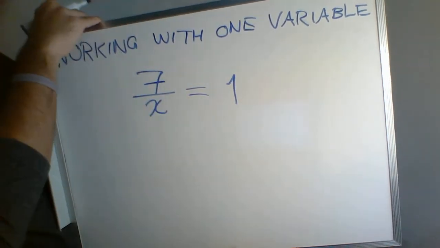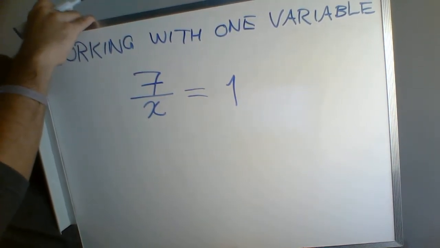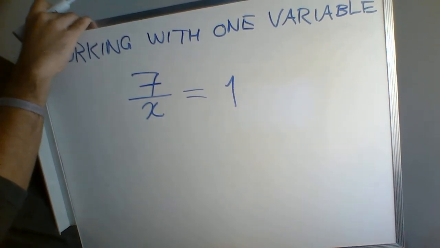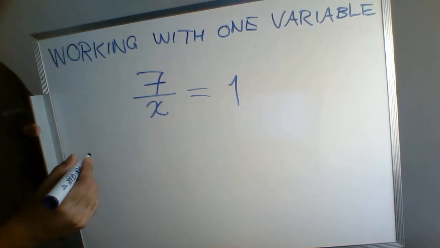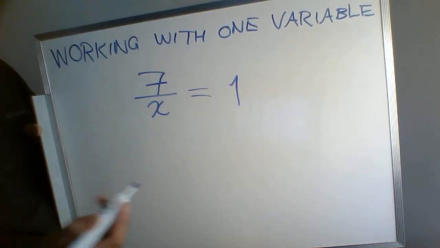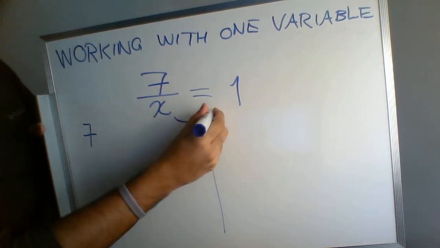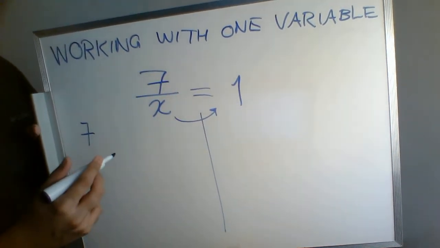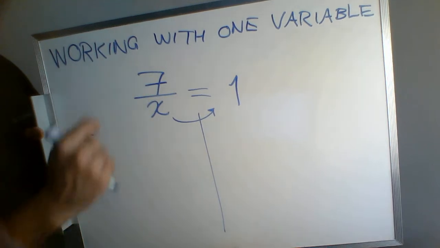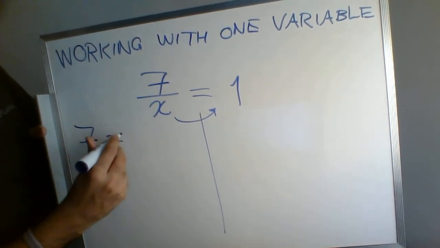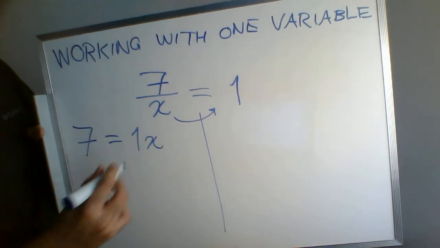So the last one we did was a division example. So we had 7 divided by x is equal to 1. Now I don't want x's in the denominator. So what I'm going to do is, again, you can think of this in two ways. I can take this x and throw it onto the other side and flip the operation. So right now it's being divided, so when I throw it onto the other side, it'll be multiplied. So it'll be 7 is equal to 1 times x.